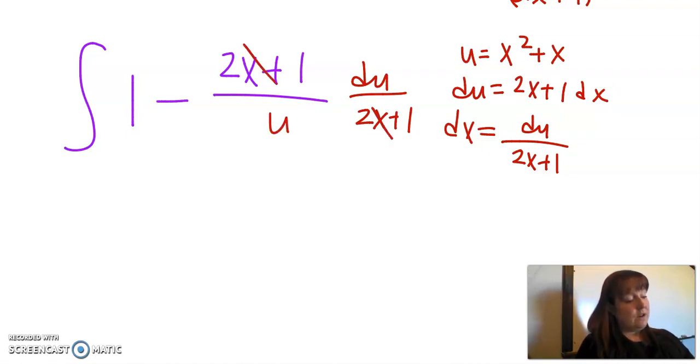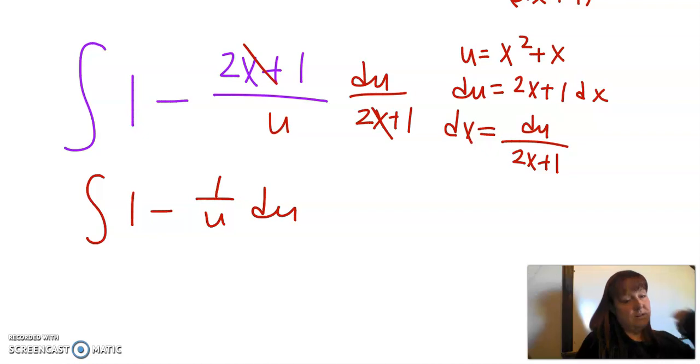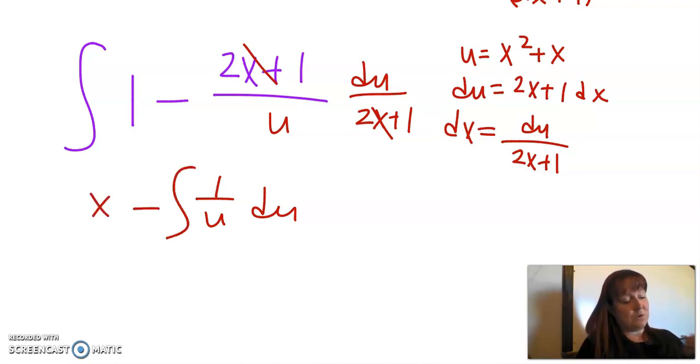Those cancel out, and I end up with the integral of 1 minus 1 over u du. Okay, so I should have split those first. Let's do this, because the 1 is still in terms of x, so this is the integral of 1 dx. Let's just go ahead and integrate that, because we already said we know how to integrate that. That's just x minus the integral of 1 over u.